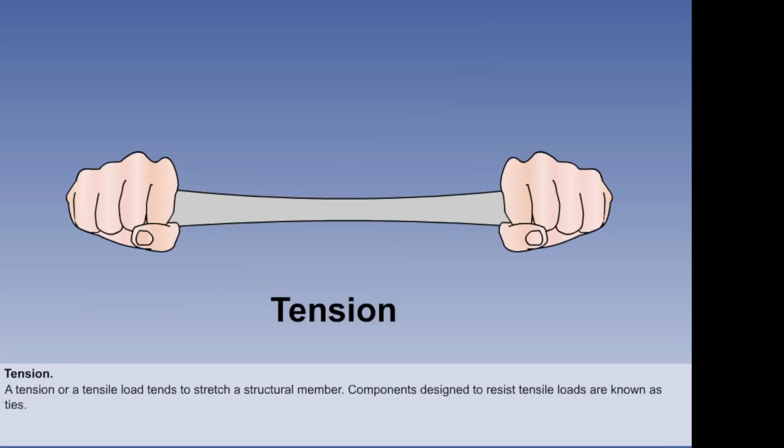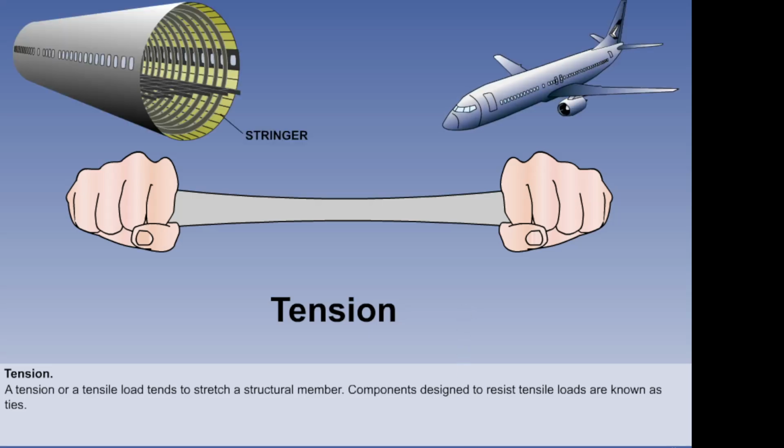A tensile load is one which tends to stretch a structural member. The member is then said to be under tension. Components designed to resist tensile loads are known as ties. Good examples of ties are the stringers, which in modern aircraft take the tensile loads produced in the fuselage structure by pressurization.